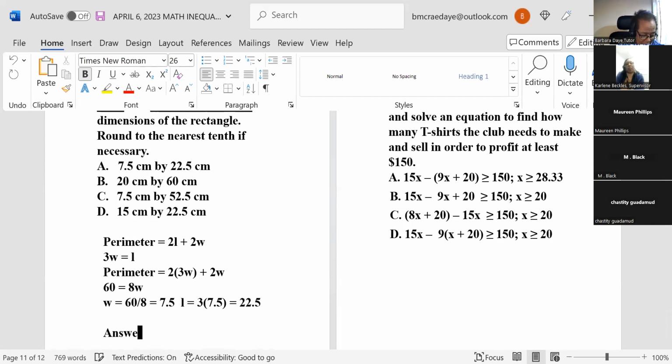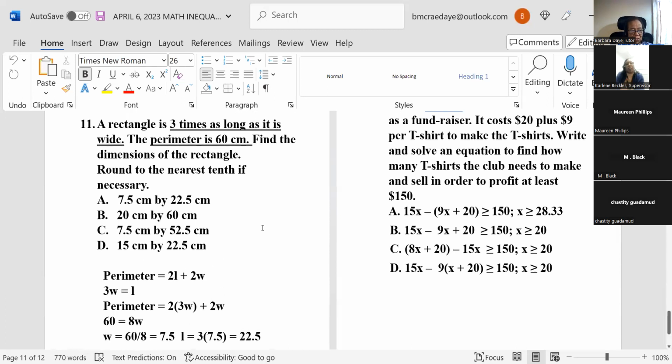Okay, miss. I don't understand the circle part. Why do we go back? Okay, let's go back. No, don't go back so far. Why do we use 3 to multiply the 7.5 again?